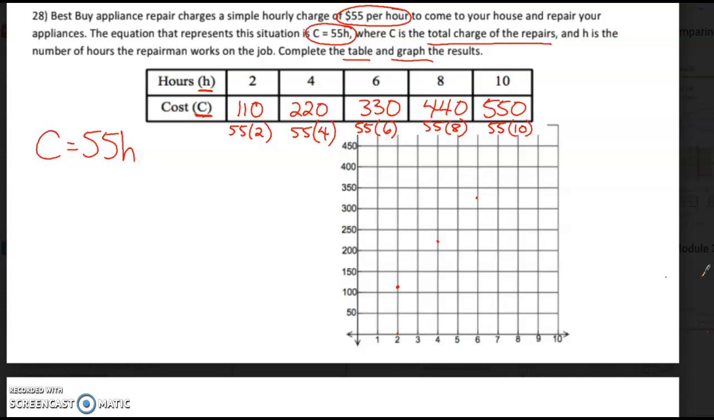8 hours, we're at $440. So up close to $450. Okay, 10 is all the way up off the graph. If we were graphing it, it would be way up there. And then we just draw our line. Okay, and then there is our graph.